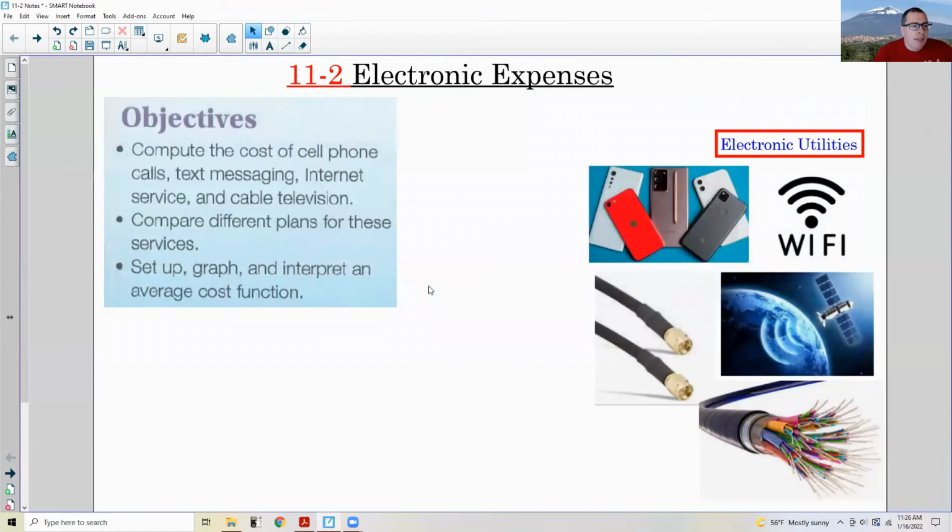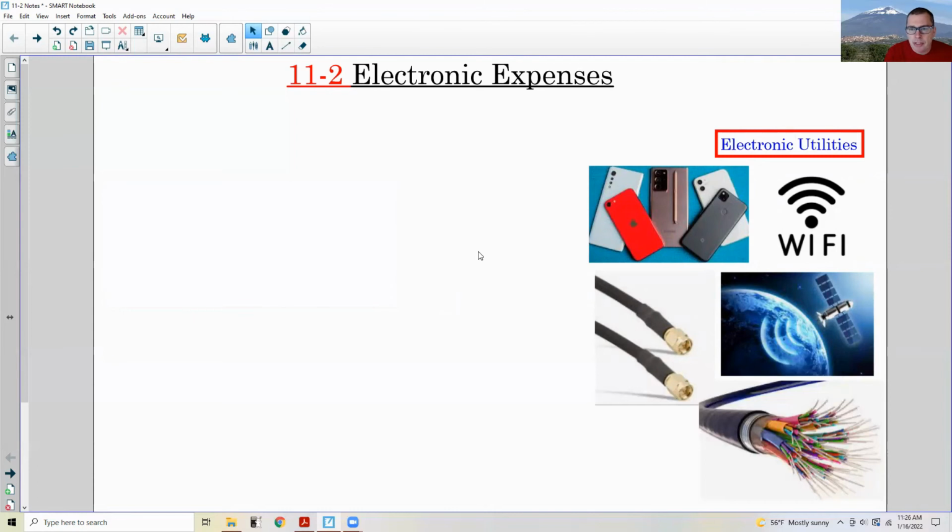So the objective for this lesson is to compute the cost of cell phone calls, text messaging, internet service, and cable television. Compare different plans for these services, set up, graph, and interpret an average cost function. Those are the objectives of this lesson. So the only vocabulary word in this chapter section is electronic utilities. And electronic utilities include the images pictured here: cell phones, Wi-Fi, cable, internet coming from fiber optics, or possibly satellite. So those are electronic utilities.